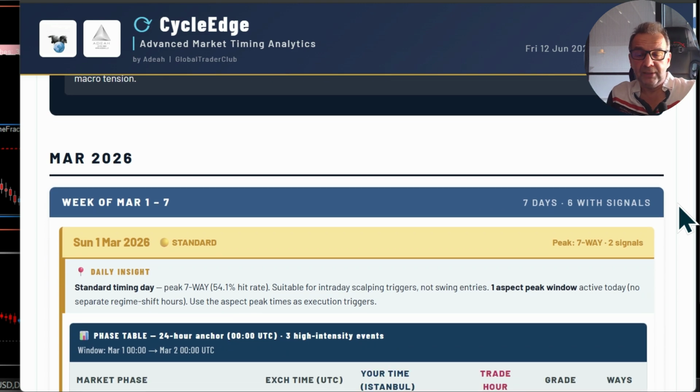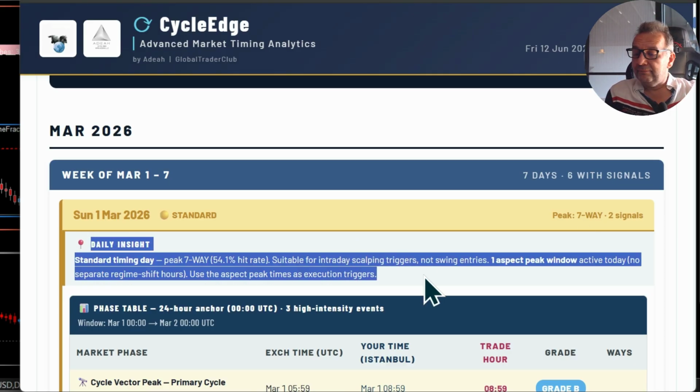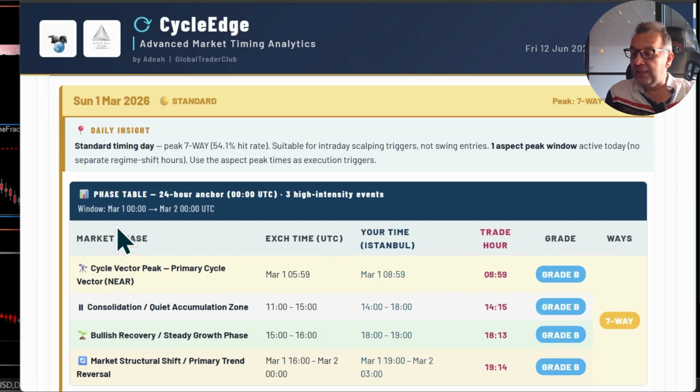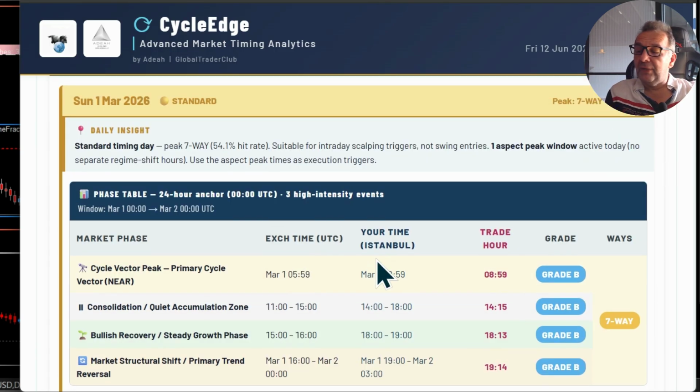your technical analysis. Now, here we are in March, and the first thing you see is Sunday the 1st of March, and it's going to give us a daily insight. It has one aspect peak window, but it's given me 4 here, which is grade B. So if I do want to trade on this day, I'll have a standard timing day. It's going to have about 54.1% hit rate. It's not bad if your timing is good with your pricing.